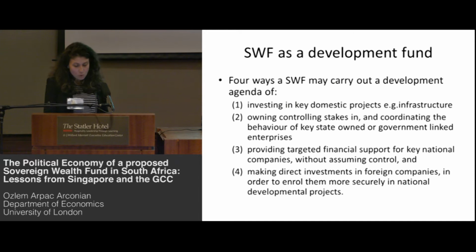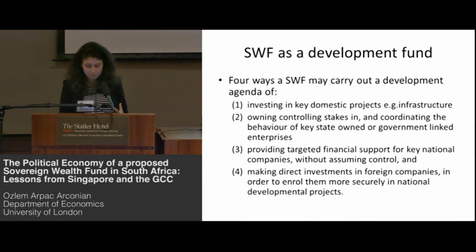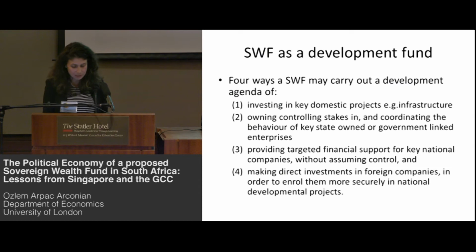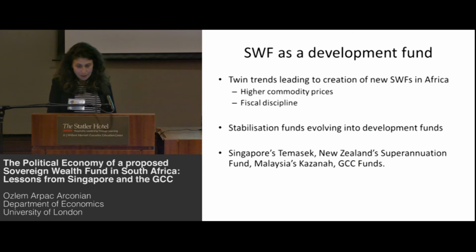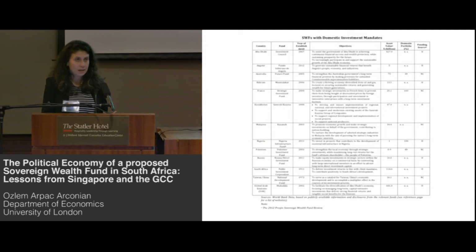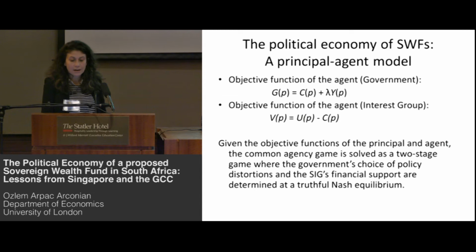They can carry out this development role in many ways by investing in key sectors, in projects or firms, the priority firms in the country, with direct control or not. They can also invest in international companies to bring in backward and forward linkages into the country, so as to enroll them more securely in the national development projects. Some of the funds that are known to be doing this are Singapore's Temasek Fund, New Zealand's Superannuation Fund, Malaysia's fund, and most GCC funds are also mainly acting as development funds; they have a development mandate. This is not a very clear table, but it lists the other countries that also have a development mandate written in their articles of agreement, so to speak, and their development mandate activities.